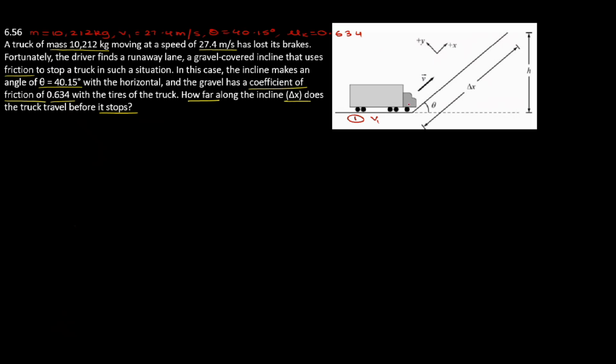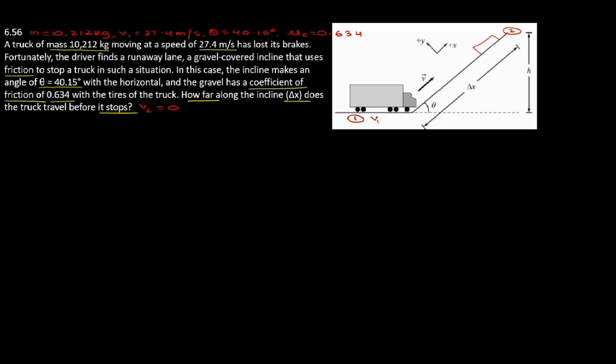Now when the truck travels along the incline and comes to a stop, let this be the point where the truck comes to a stop. We will call this point 2. Since it comes to a stop, its velocity at that point will be 0. Velocity at point 2, which we will call v2, will be 0.